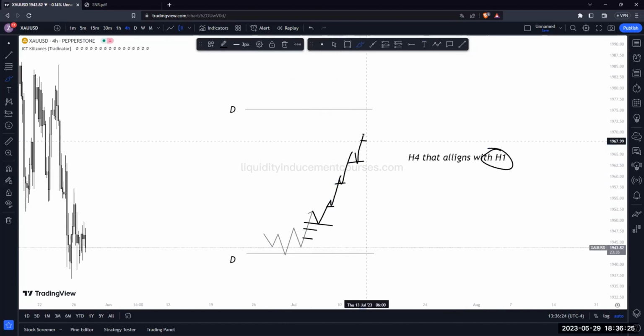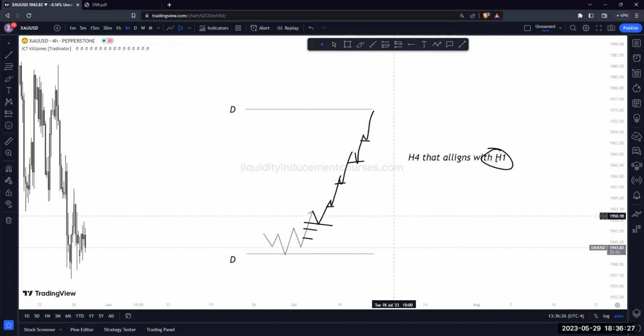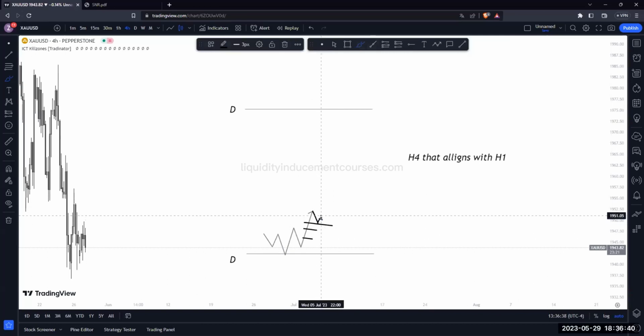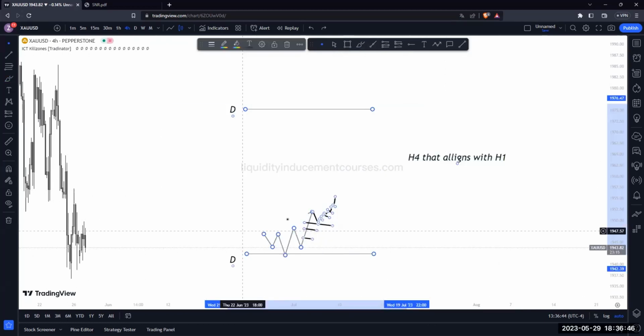Yeah, so it has to break at the H1. Not necessarily break, just fresh. So it can be like this. It can be like this. Entry, entry, entry. Just the next H4. Okay, let me show you an example.